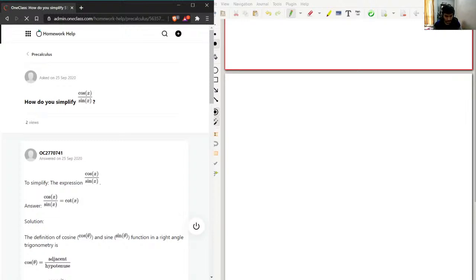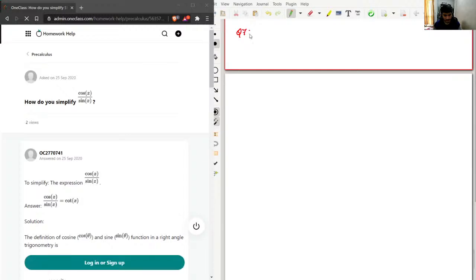Oh, this one is very easy. So we need to simplify cosine x over sine x. Well, that is tangent of x.